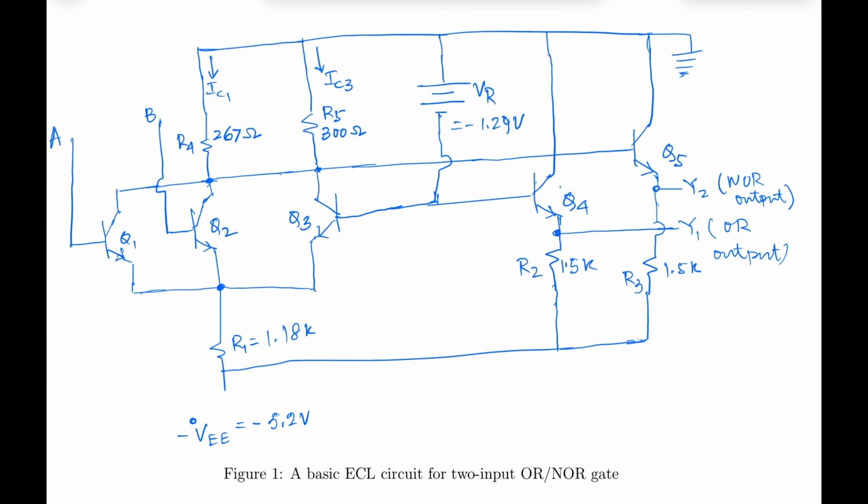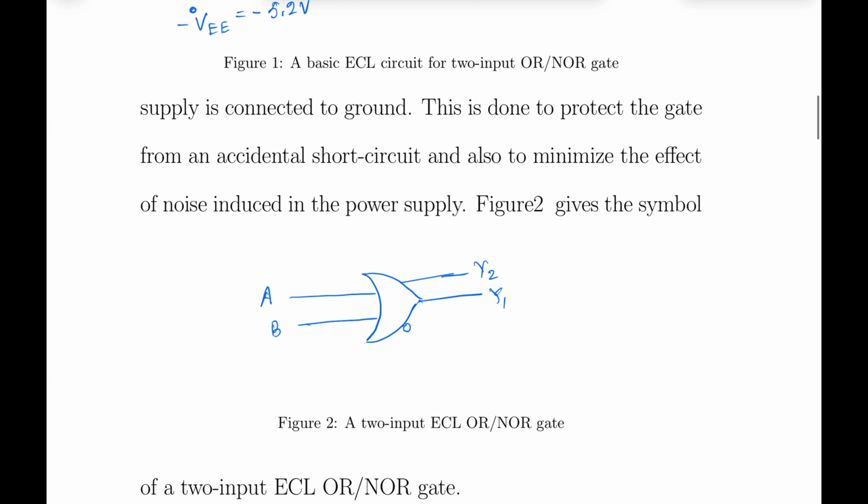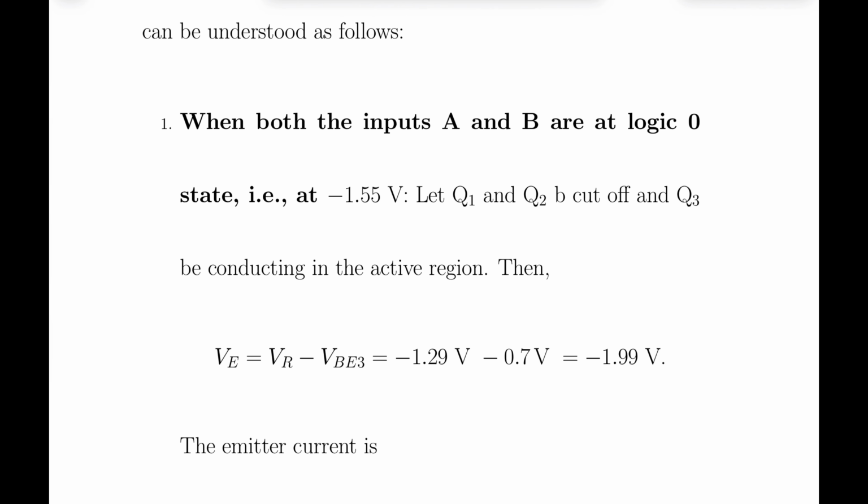Before I explain how it operates, it is advisable that you draw this figure on your copy so that when I explain it, you can follow what is being said. Figure 2 gives you the circuit symbol of a two-input ECL or NOR gate. So now let us explain how the circuit operates. Refer to figure 1.